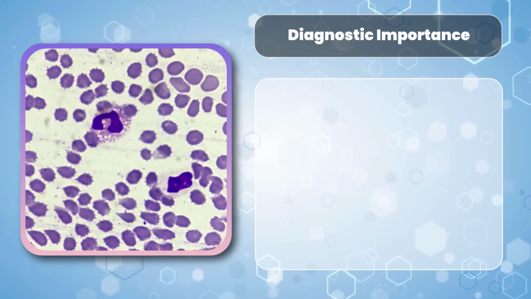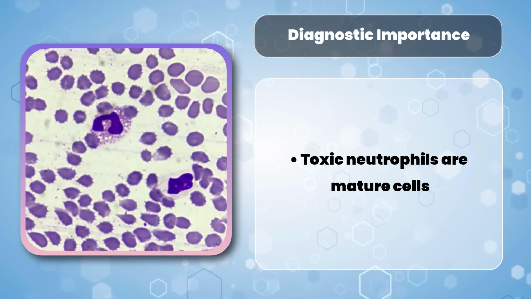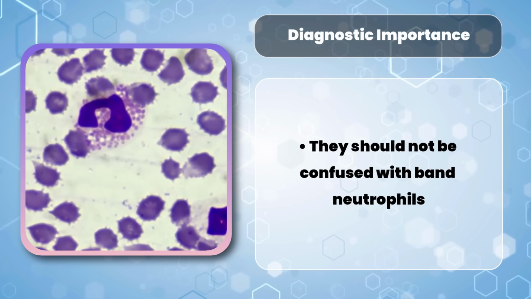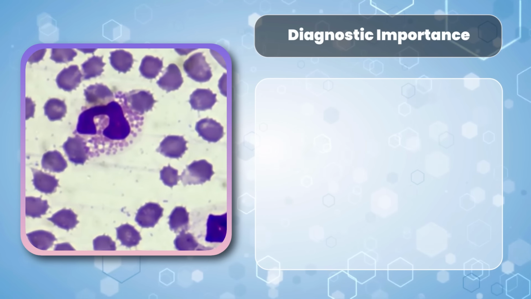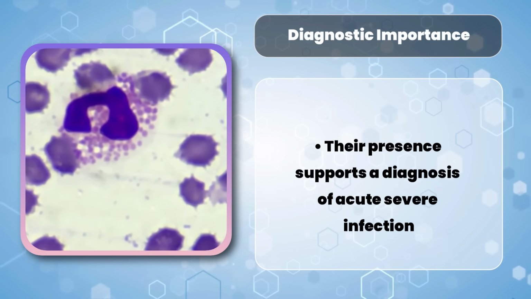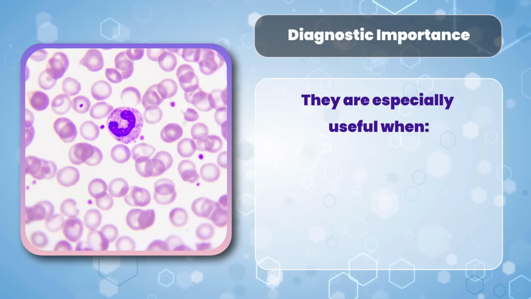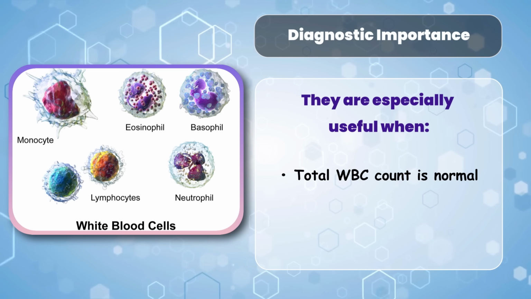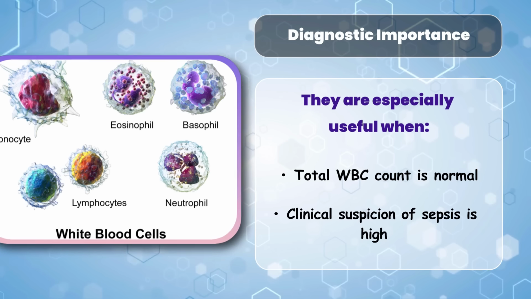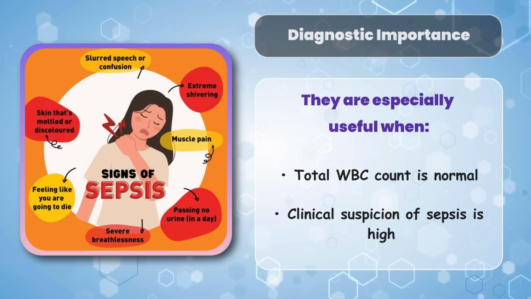Diagnostic importance. Toxic neutrophils are mature cells. They should not be confused with banded neutrophils. Their presence supports a diagnosis of acute severe infection. They are especially useful when total WBC count is normal. Clinical suspicion of sepsis is high.